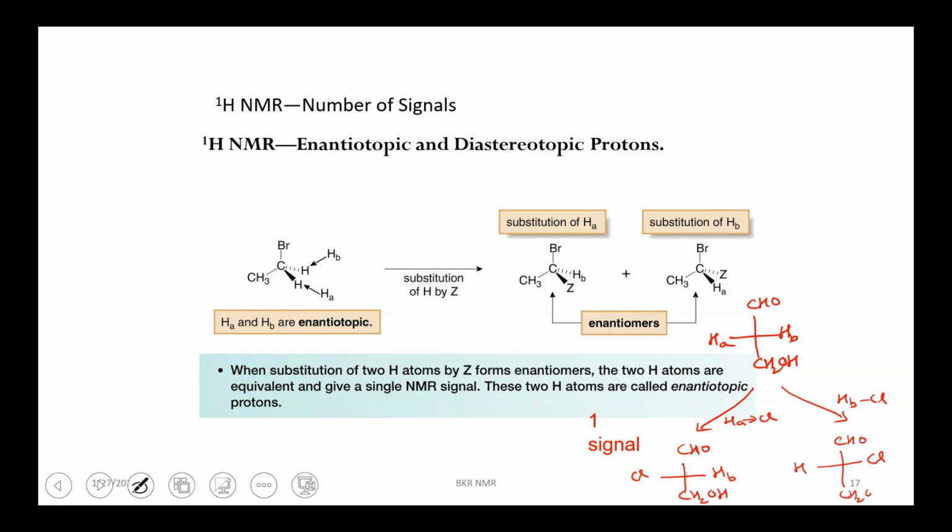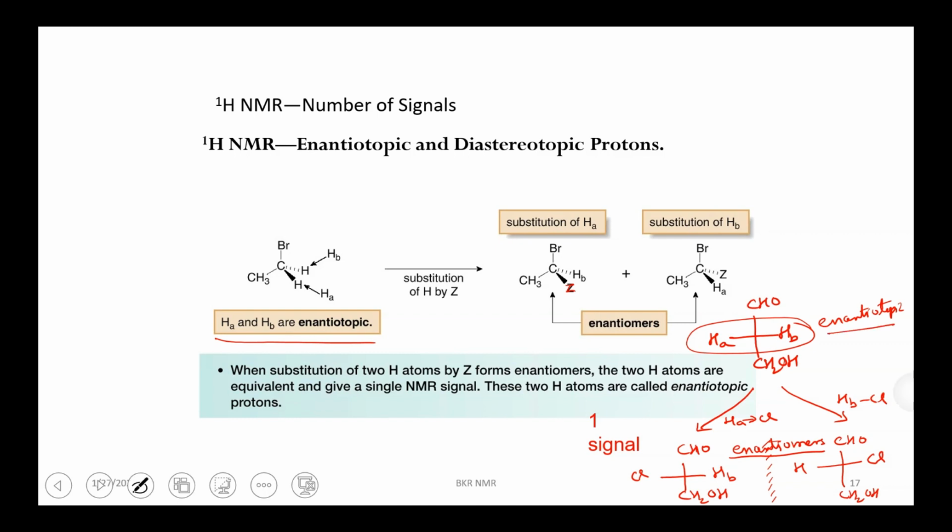HCl, CH2OH. Now you can see they are mirror images. They are non-superimposable mirror images, or what we have got as enantiomers. So on exchanging the ligands, if I get enantiomers, these two hydrogens become enantiotopic. So that is what is shown here. I replace one by one the HA and HB by Z, and they get enantiomers. So if I get enantiomers, then it is enantiotopic.